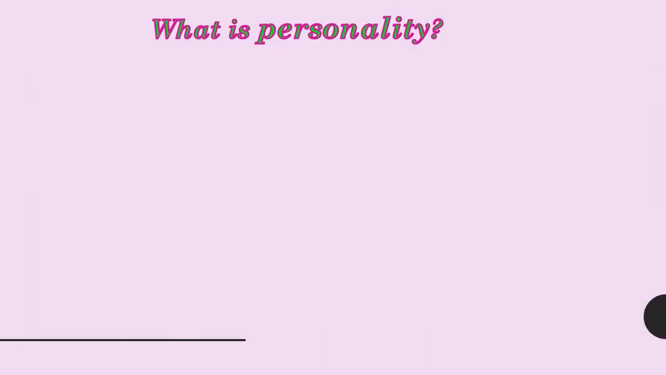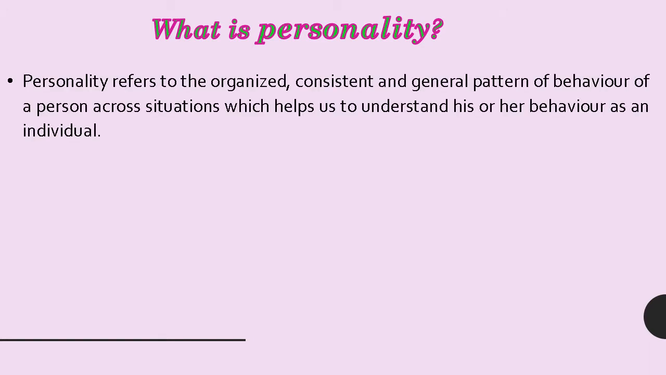First, let's begin with what is personality. Personality refers to an organized, consistent, general pattern of behavior of a person across situations, which helps us to understand his or her behavior as an individual. That means we can see that mostly in a particular situation he is going to behave in that manner, which is consistent with all his or her activity. It is organized because particular actions follow one after another, and it always follows the same way. That's why it is consistent also.